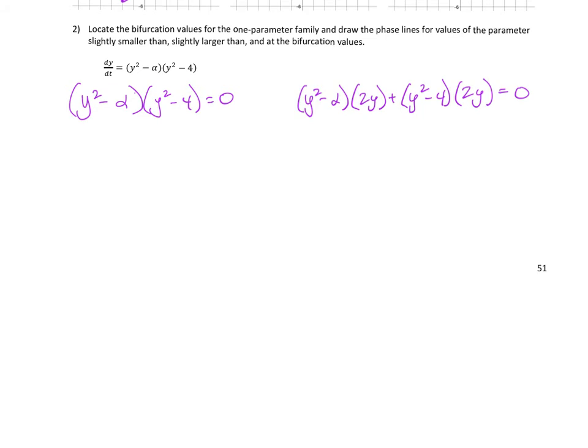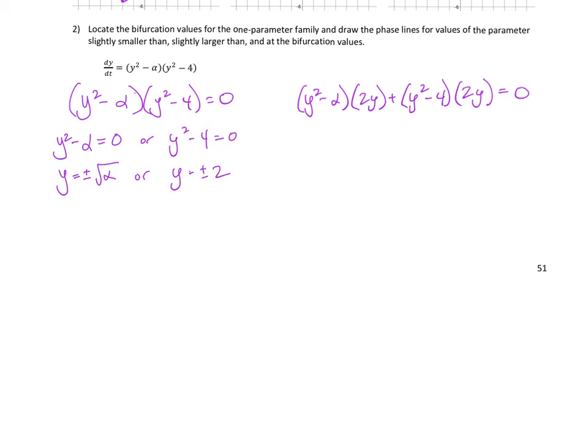So my ultimate goal is to solve for alpha. But I have two unknowns, alpha and y, in both equations. So I'm just going to start with the equation on the left and try to solve for y. I get either y squared minus alpha is 0 or y squared minus 4 is 0. So y equals plus or minus root alpha, or y equals plus or minus 2.